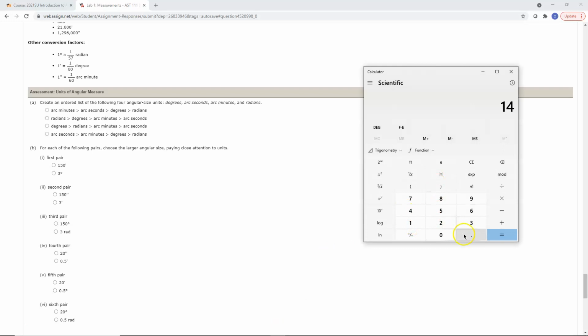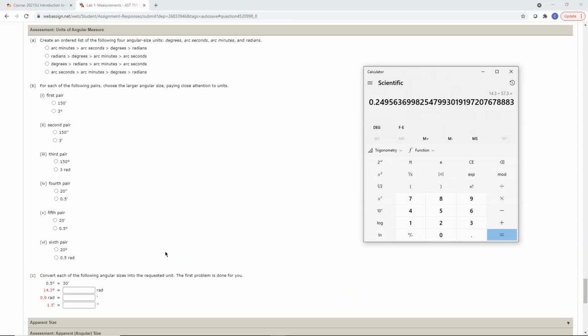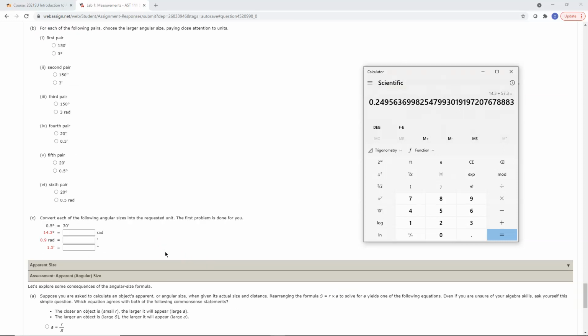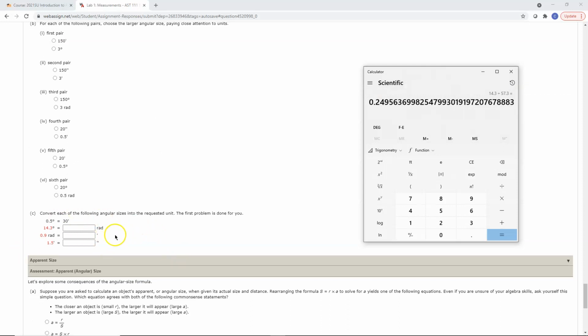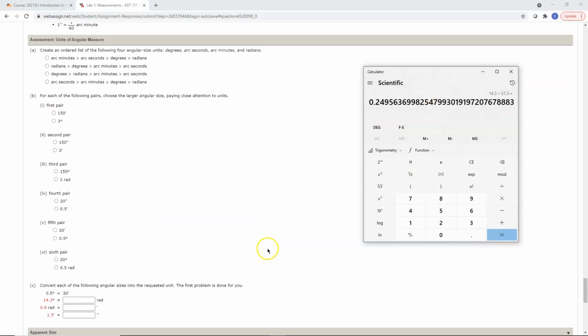So it's 14.3 degrees divided by 57.3 gives me this much of a radian, almost a quarter of a radian. So I'd probably put 0.25 inside there. So there's your calculation for that. That's how you would do that. If I want to go from radians to minutes, then I would actually take that radian, convert it over to degrees, and then get that answer right there.